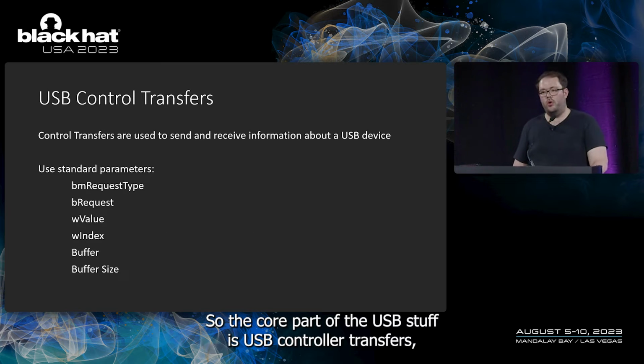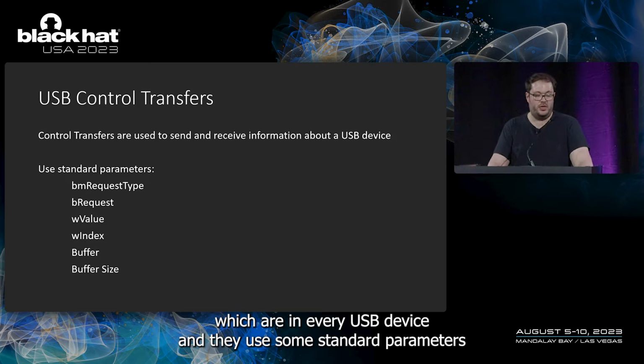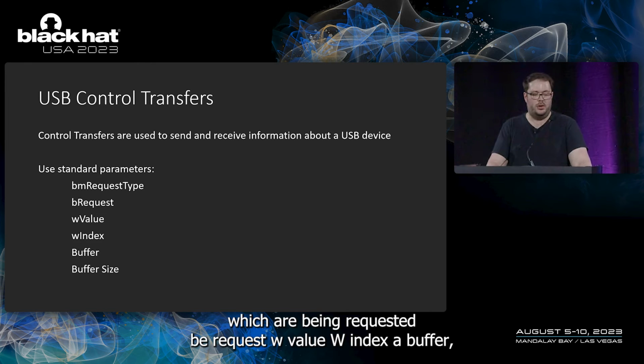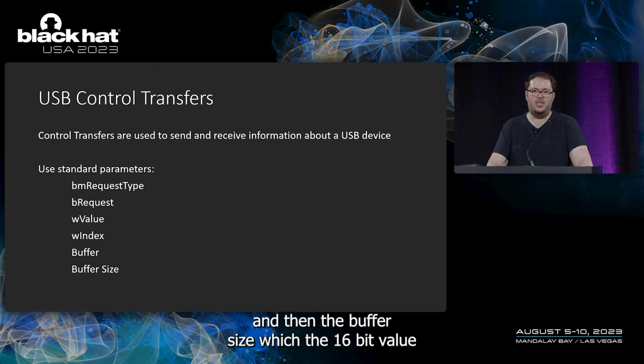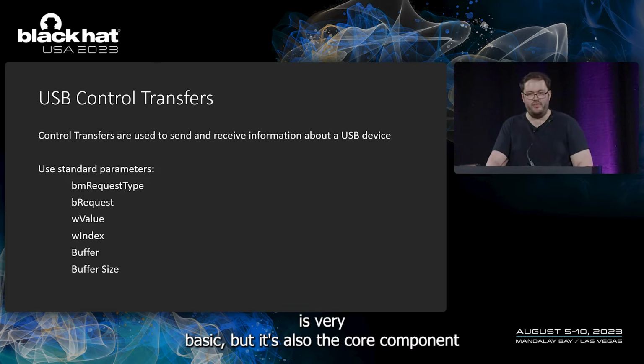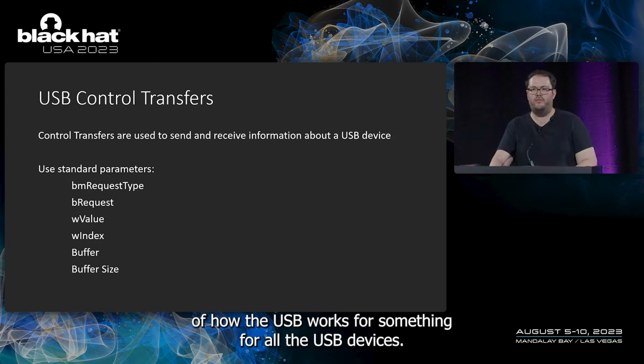The core part of the USB stack is USB control transfers, which are in every USB device. They use some standard parameters, which are bmRequestType, bRequest, wValue, wIndex, a buffer, and then a buffer size, which is a 16-bit value. It's very basic, but it's also the core component of how USB works for Samsung and for all USB devices.